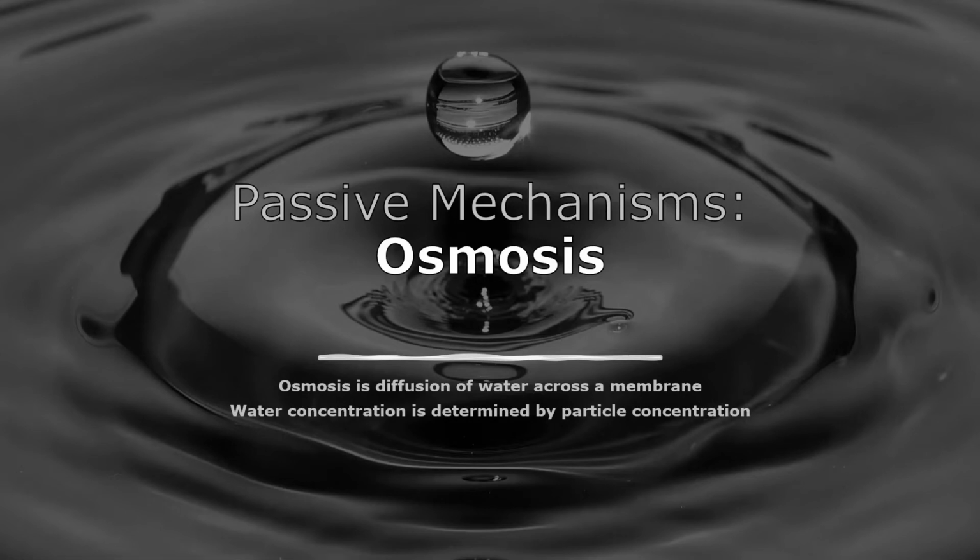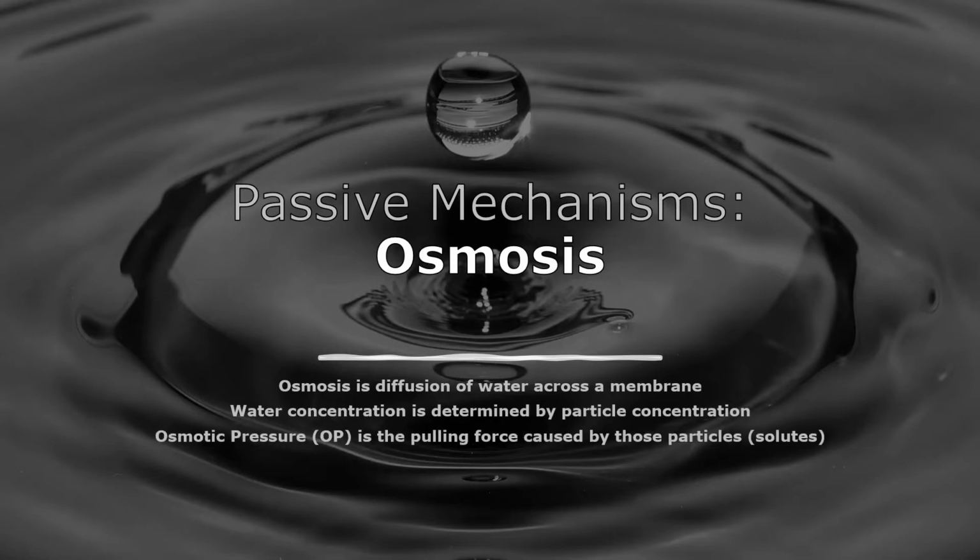Water concentration is dependent upon particle concentration. That may sound strange at first, but the idea is that water will go wherever there are more particles. Water is kind of sucked into a system by particles, right? You can imagine some pieces of salt or something sucking in the water across the membrane. Okay, so water concentration is determined by particle concentration. We'll put some terms to this in a moment.